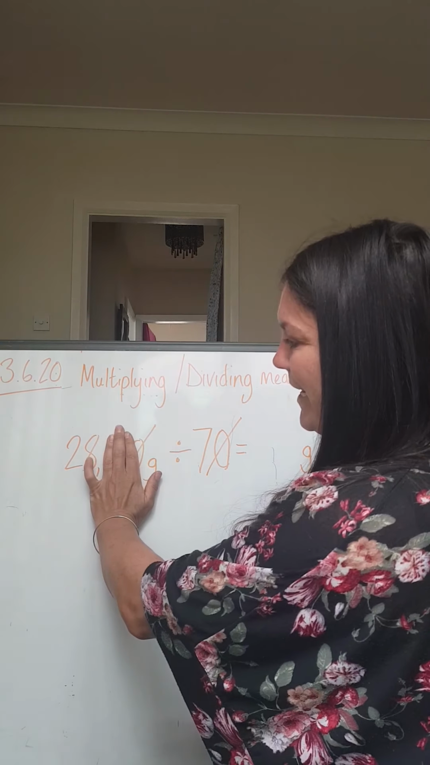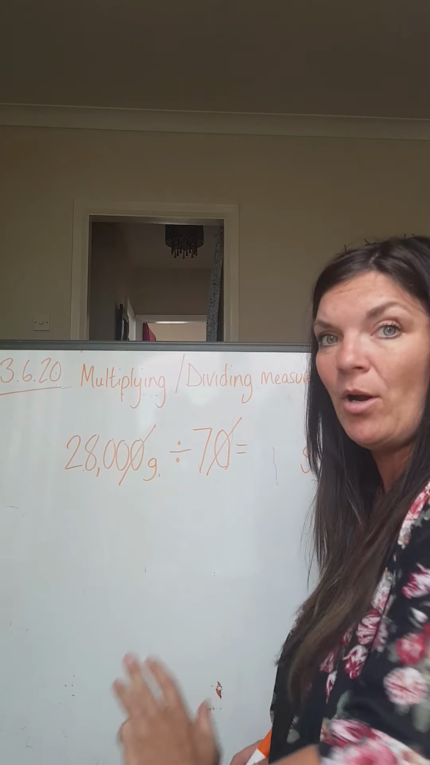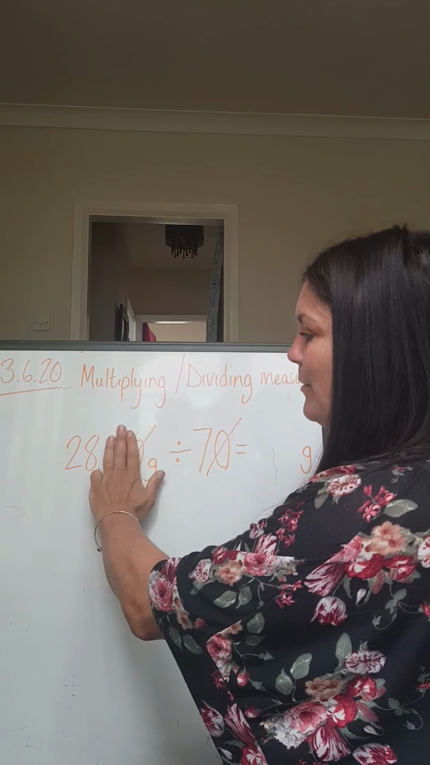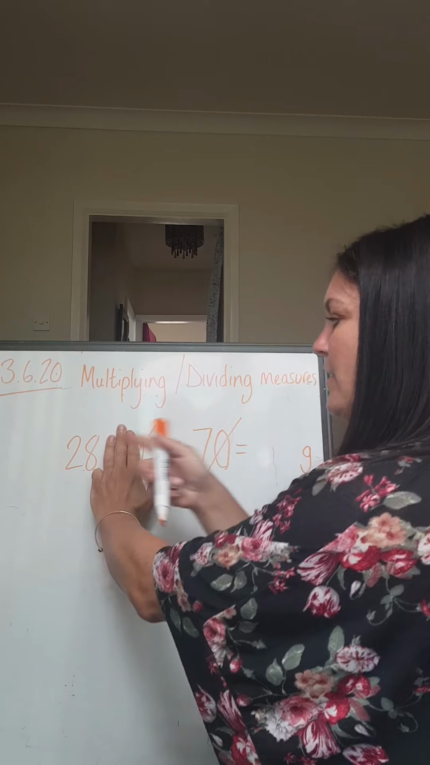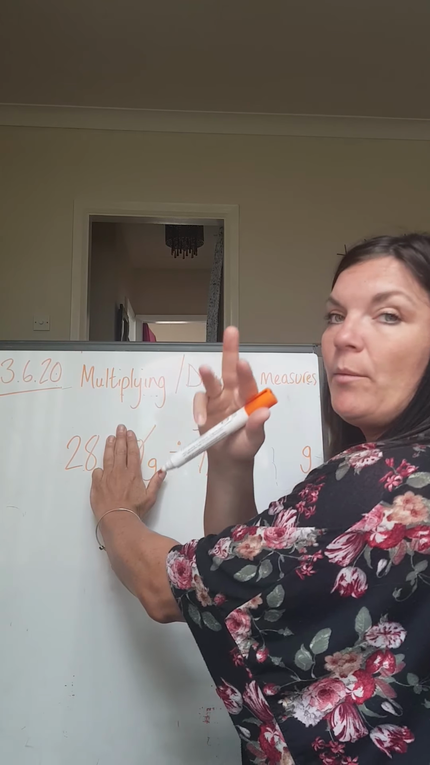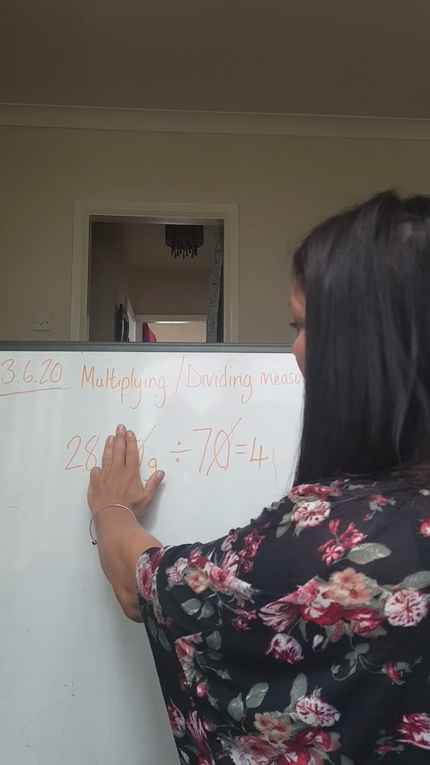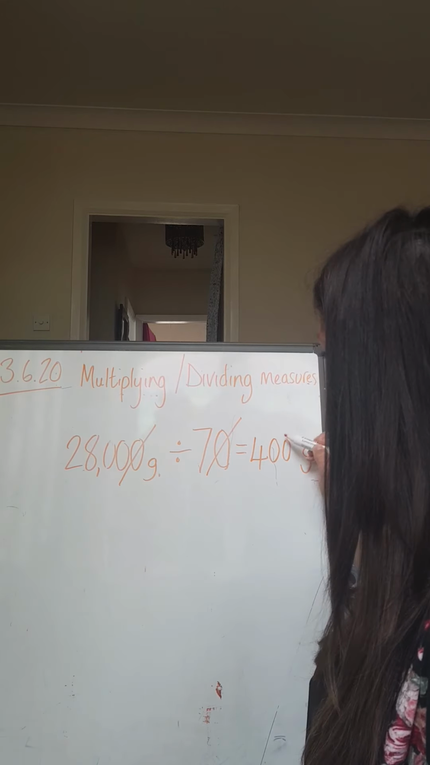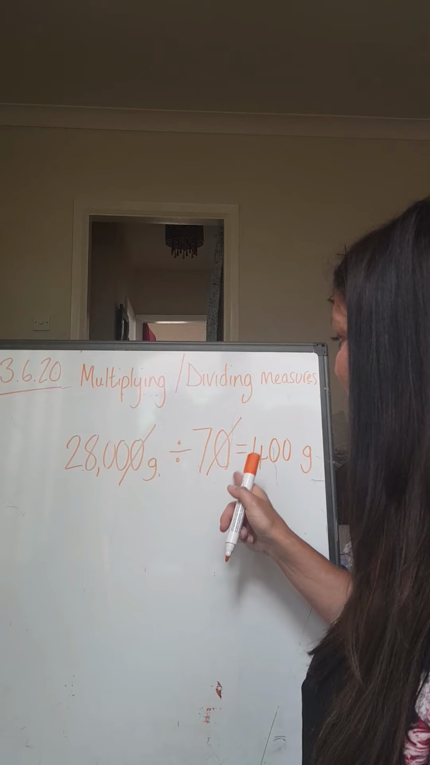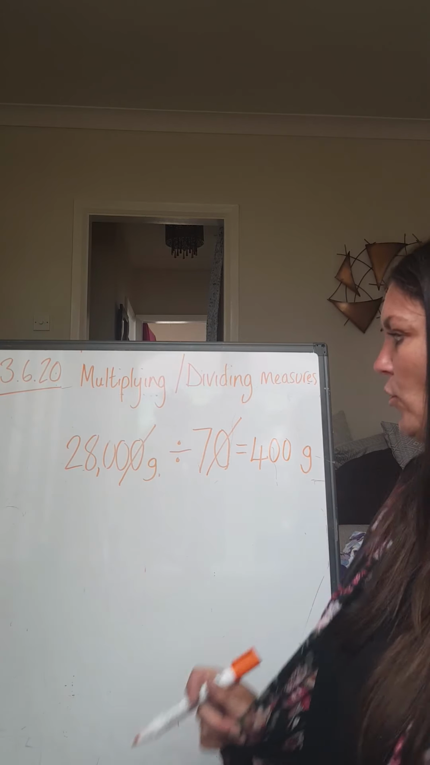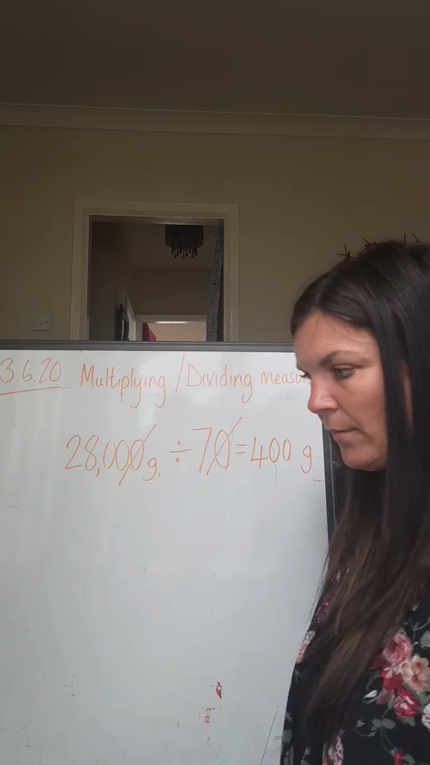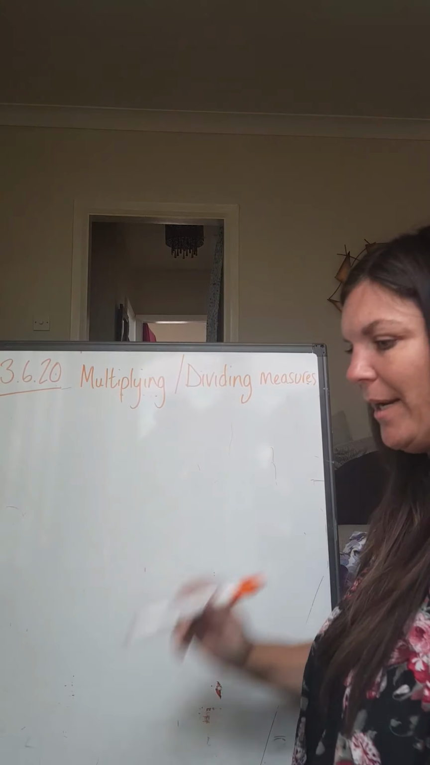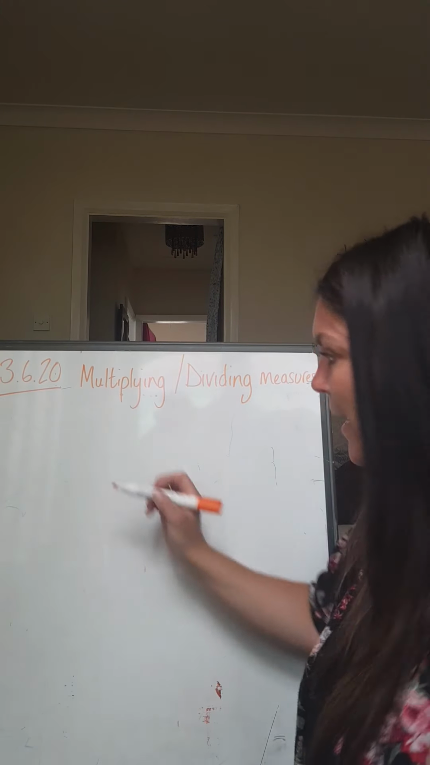Now what's 28? Let's be really smart with the zeros here. Let's pretend they're not there. 28 divided by 7. How many 7s can I fit into 28? 7, 14, 21, 28, 4. And then put the zeros back on at the end. These ones I've got to put back on because I haven't got any to cancel them out on this side. So the answer is 400 grams for that one. I hope that's right. It looks right in my mind. Please tell me if I've made any mistakes in this video.